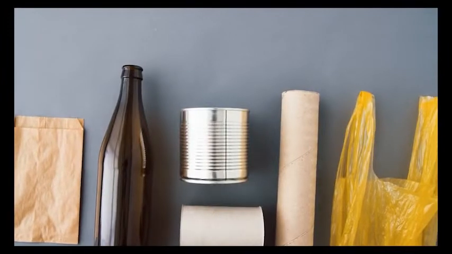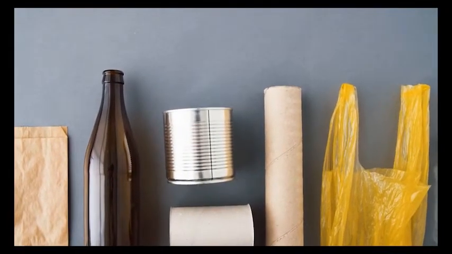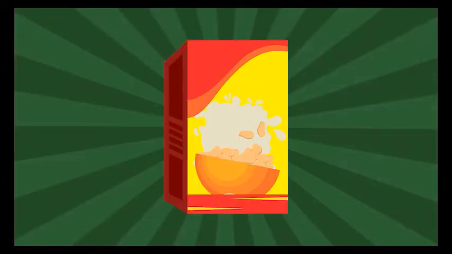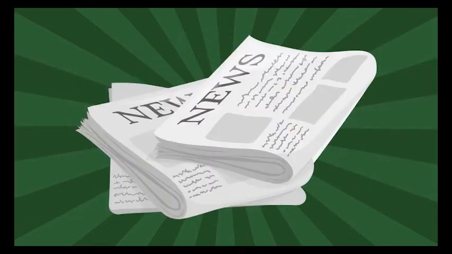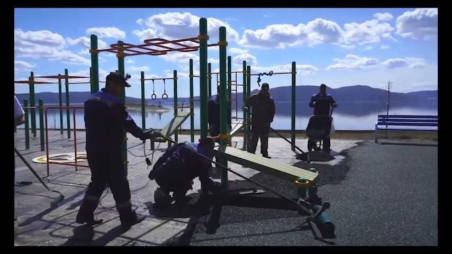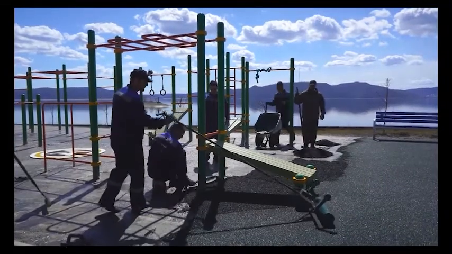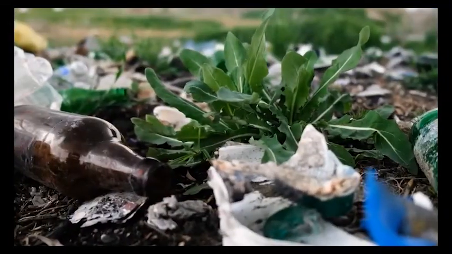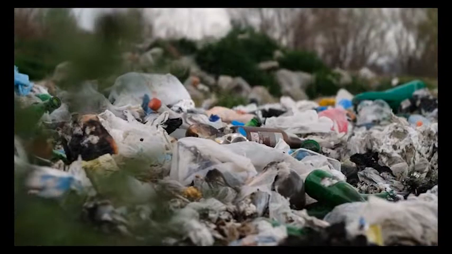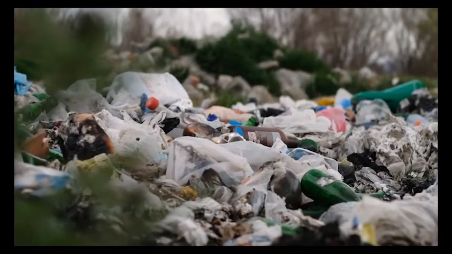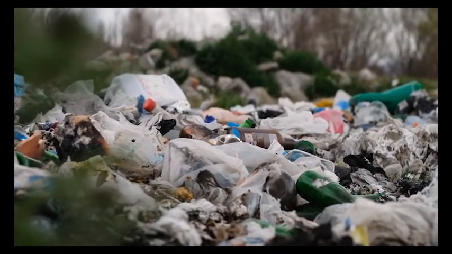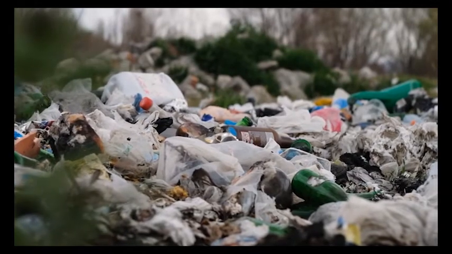There are a lot of things that can be recycled. Tin cans, cereal boxes, glass jars, newspapers, and mailers. Even used car tires can be recycled into rubber mulch for your school playground. But there are also some things that cannot be recycled. So it's important to know if something can or cannot be recycled before you put them into the recycling bin.